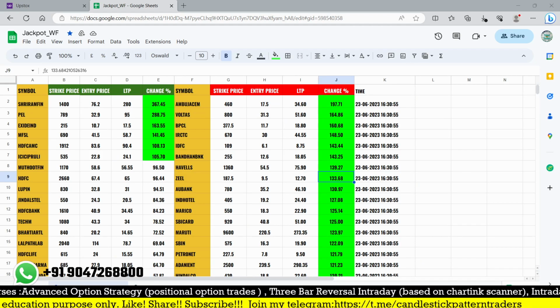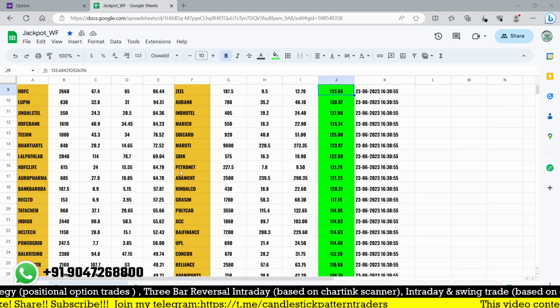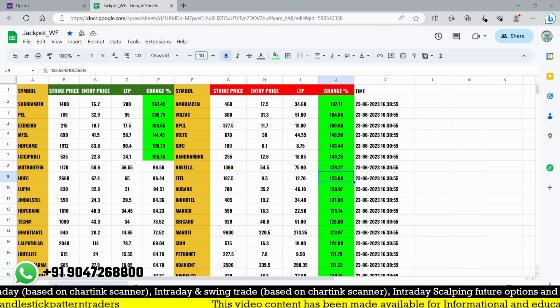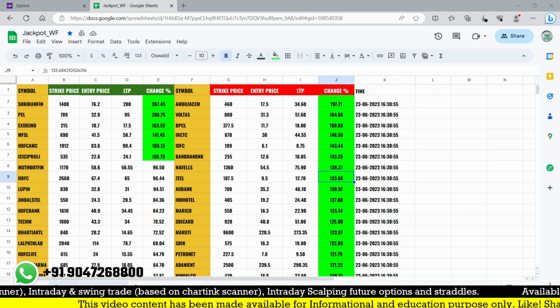So now the weekly sheet. Already a lot of trades have been triggered on the call side and put side. Daily I am updating it. So no problem if you have not seen them in the videos, you will be getting daily updates.